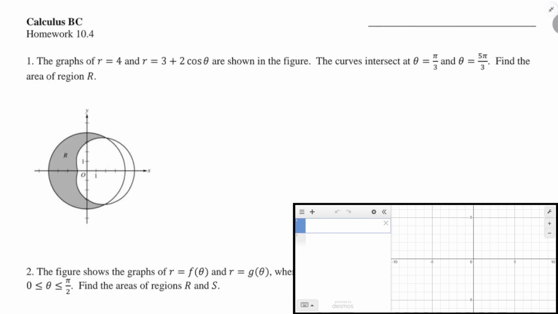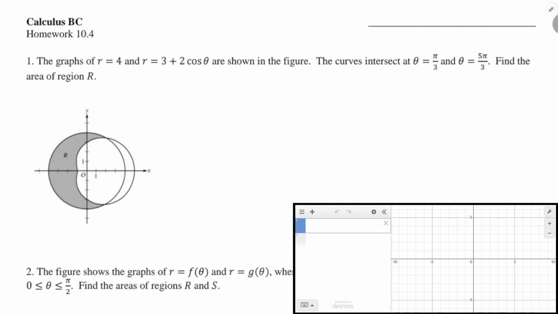In this video, I'm going to be working BC Homework 10.4 and finding a bunch of areas inside polar curves. So the first one is the graphs of r equals 4 and r equals 3 plus 2 cosine theta are shown in the figure. They intersect at pi over 3 and 5 pi over 3. Okay, that makes sense. Find the area of region R.